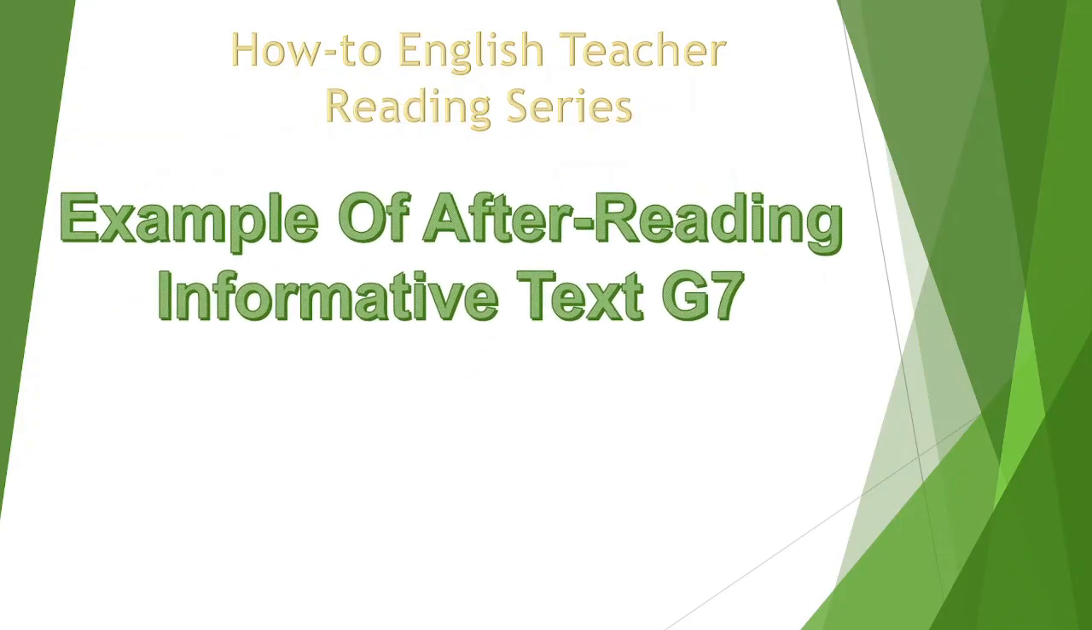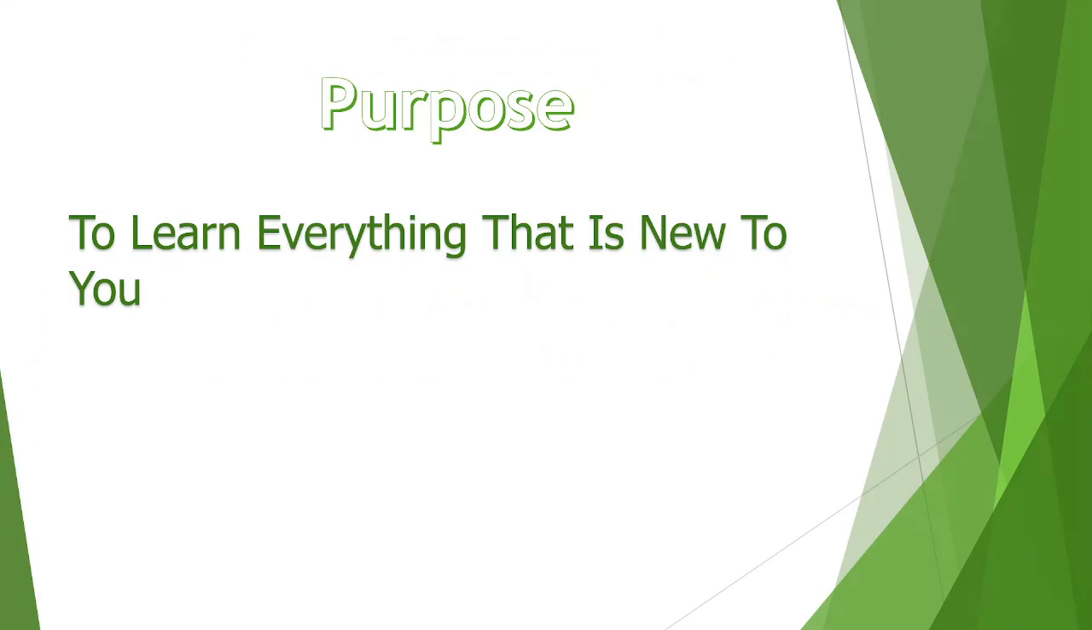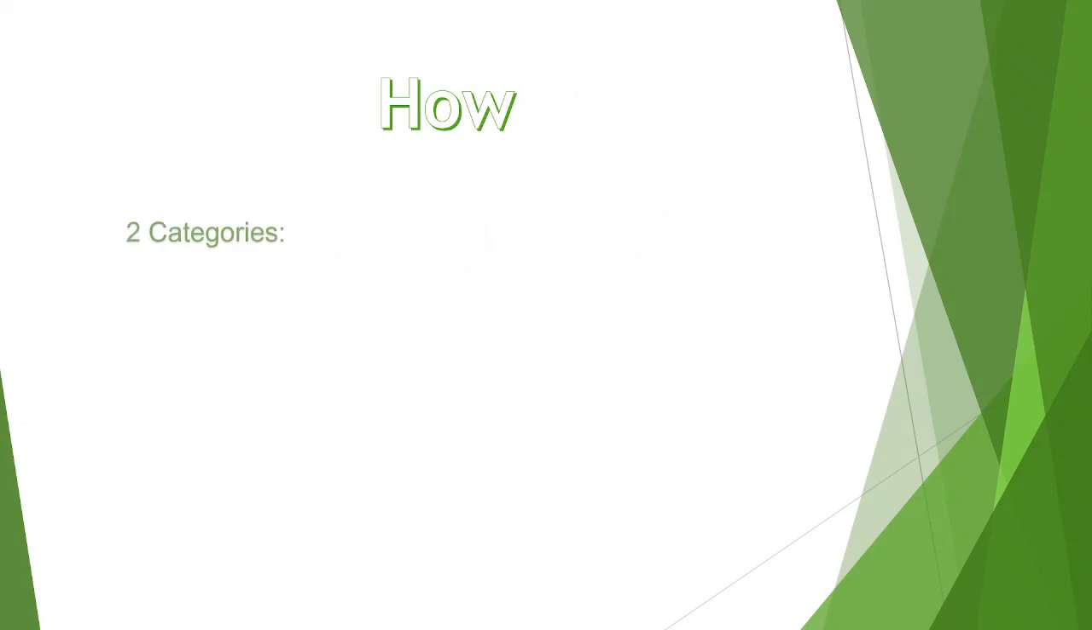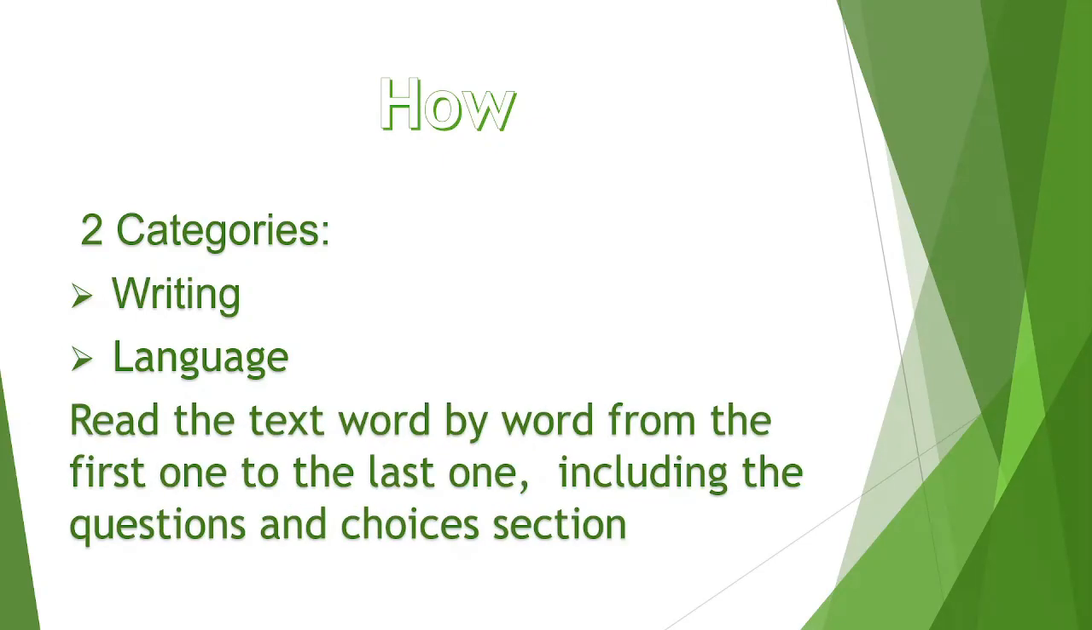In this video, we're going to look at an example of how to do after reading of informative text. The purpose of after reading is to learn everything that is new to you. But how do we do it? We learn how to write and we learn the language by reading the text word by word from the first one to the last one, including the questions and the choices section. How much you do depends on your current English level.